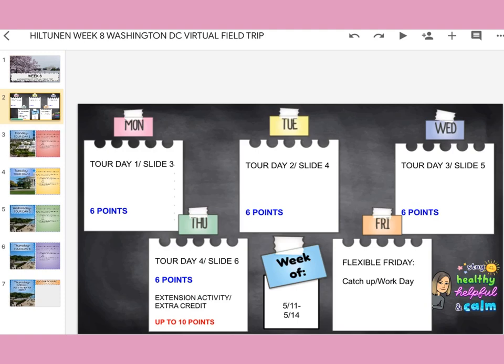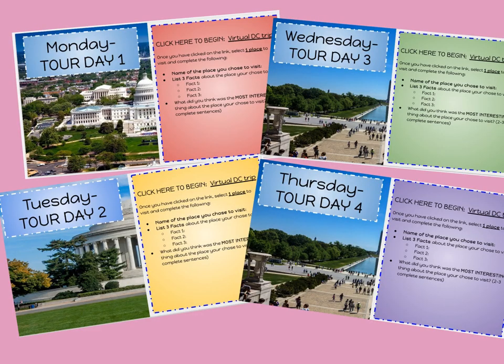Here's the suggested schedule for the week. Each day is the same activity, just choose a different tour site. So on Monday, if you want to do slide 3, on Tuesday, slide 4, then slide 5, then slide 6, and then there is an extra credit option slide as well. Okay, here is just a quick glance at all 4 slides at once. What I wanted to point out to you is that you're going to do the same thing on each slide. The name of the place that you visit, 3 facts, and what's the most interesting.